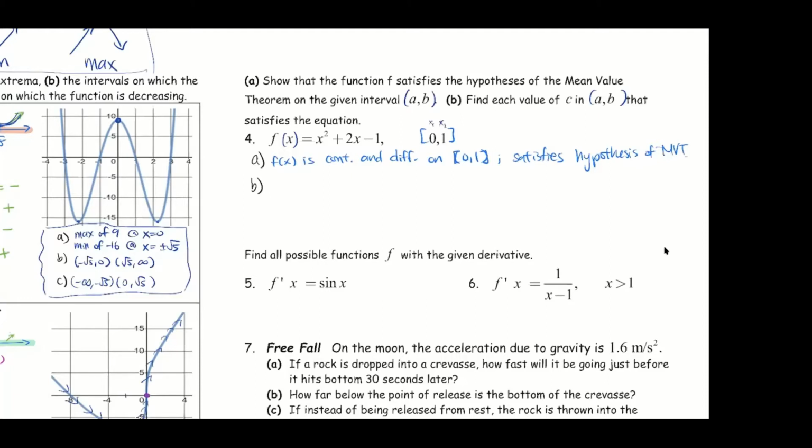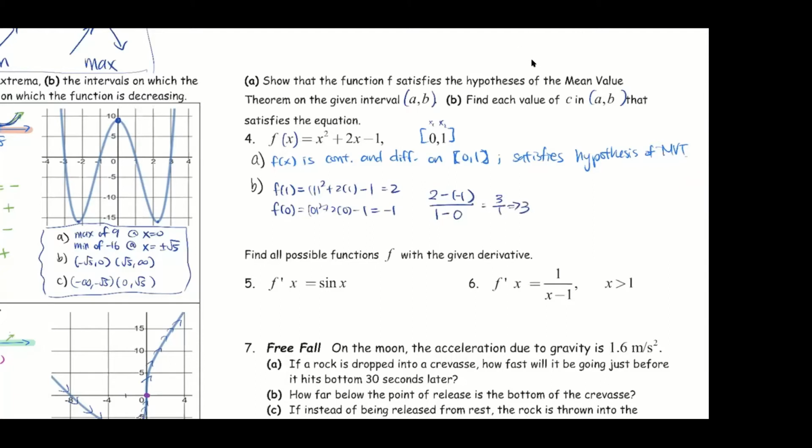That's your f of b and f of a. So plug 1 into your original function. That's 1 squared plus 2 times 1 minus 1. So it's 1 plus 2 minus 1, giving me 2. And f of 0, that's my second y value. You plug in 0, you get 0 squared plus 2 times 0 minus 1, negative 1. So your average slope is going to be y2 minus y1 over x2 minus x1, with x2 and x1 being 1 and 0. That gives me 3 over 1, which is 3.